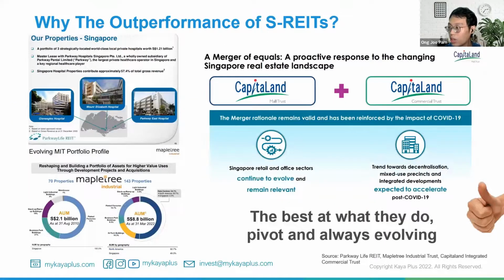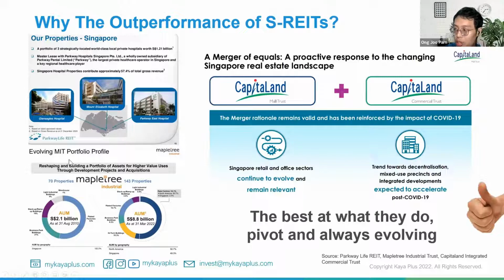Right. Last but not least, I think would be how good they are in terms of doing what they do best. So Parkway Life REIT has always been one of the best healthcare REITs to invest in. They have been very, very focused on growing their healthcare properties. So they have world-class hospitals in Singapore, and they also have world-class nursing homes in Japan.